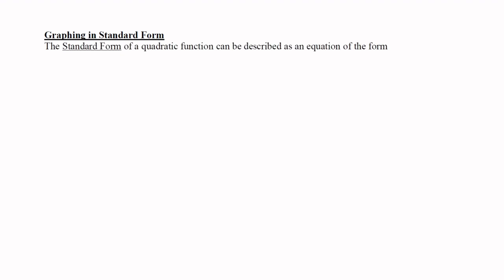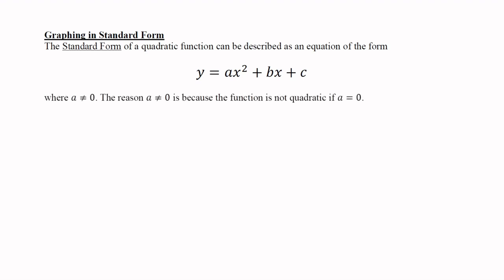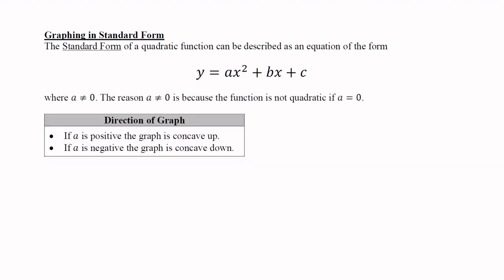The standard form of a quadratic function can be described as an equation of the form y equals ax squared plus bx plus c. We've worked with this form already quite a bit. Now, the direction of the graph is going to be determined by your a value, your leading coefficient. If your leading coefficient is positive, then the graph will be concave up. If it is negative, then the graph will be concave down.